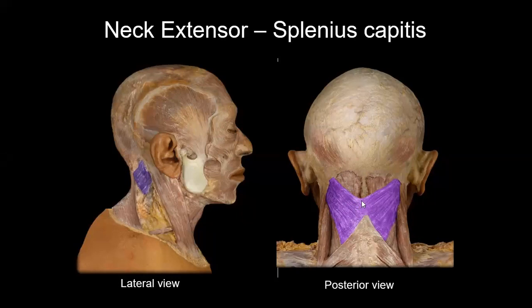So the origin is along the spine. The insertion will come up here, and I did not have you know where the nuchal line was, but it is a ridge on the back of the occiput. So it's inserting there as well as the mastoid process of the temporal bone.